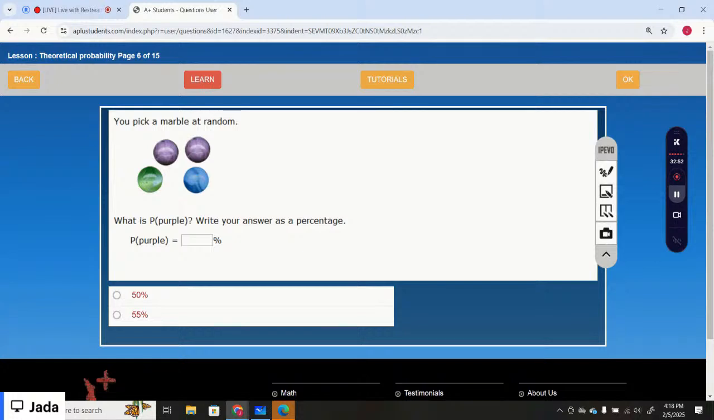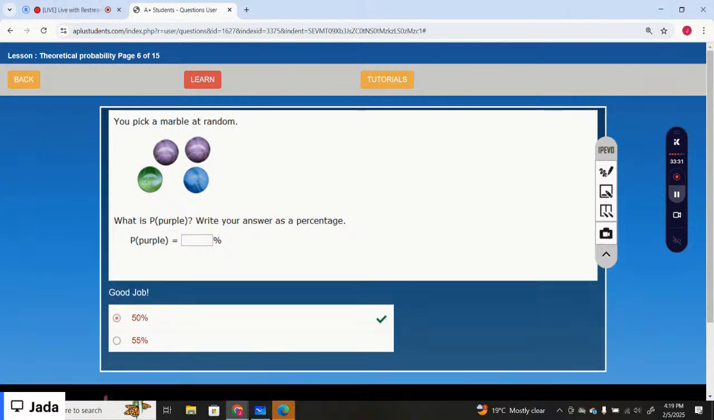What is the probability of purple? That is 2 by 4. So the correct option is 50%. Option number 1 is the correct option.